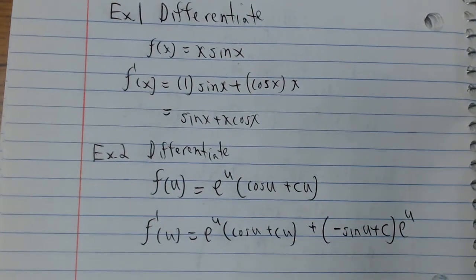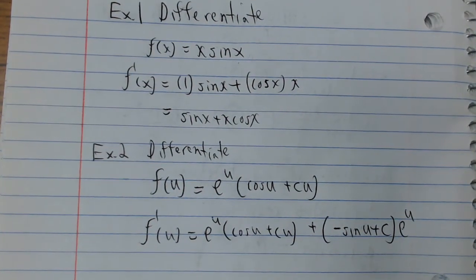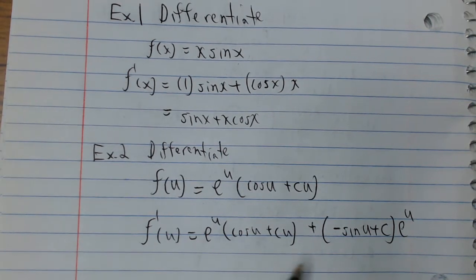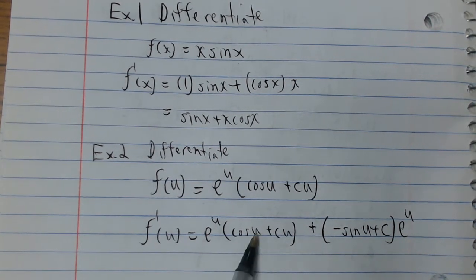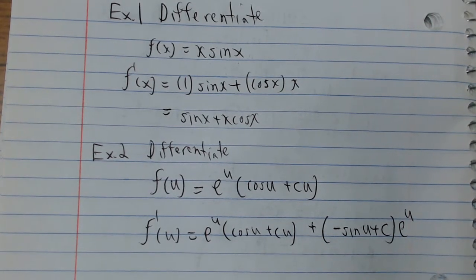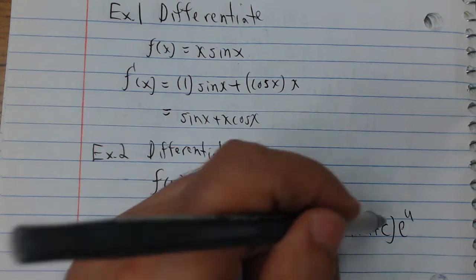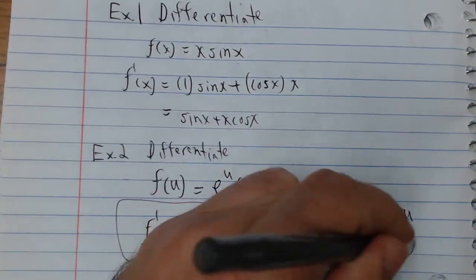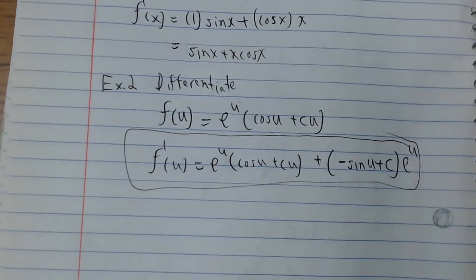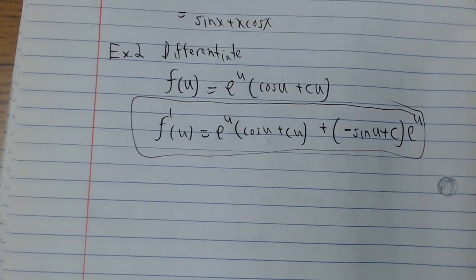Once again, remember how I told you that once you find a derivative, you can move on. If you were to simplify this, I wouldn't distribute the e to the u. Instead, I would factor out the e to the u. That would make things even better. So this is basically our derivative of f of u. Now let's move on to example 3.